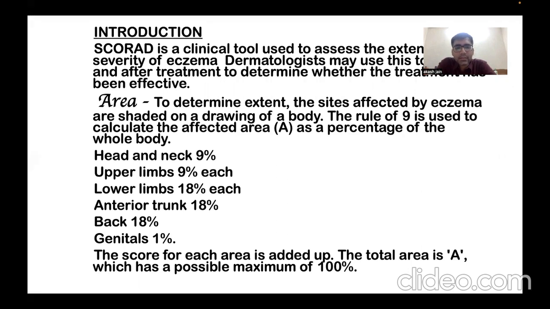So if the hands and neck are involved, then it consists of 9%, upper limbs 9% each, lower limbs 18% each, anterior trunk 18%, back 18%, and the genitals 1%. So the score for each area is added up on the basis of site involvement, and the total area is A, which has a maximum possible of 100%. So first we have to calculate the area affected in atopic dermatitis.